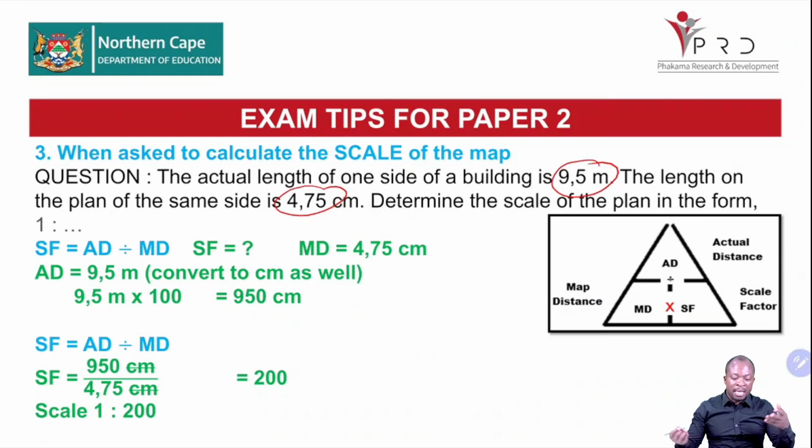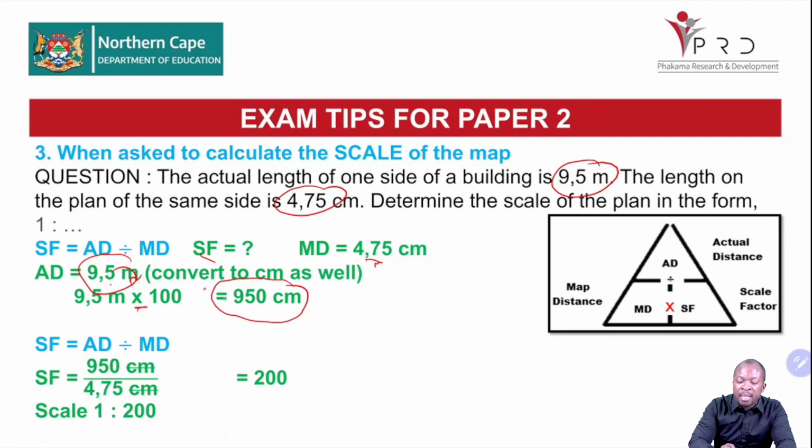So you write them as a form of a ratio, but you're going to say, all right, MD is 4.75, SF I don't know. So AD is what? MD times SF. So here we are going to say the 9.5 meters, let's convert it, right? Because already one of the values is in centimeters. So let's convert. We convert from meters to centimeters by multiplying by 100. So now our AD is 950, our MD is 4.75. Then we are going to divide both of the values.